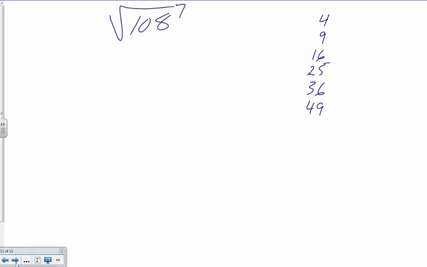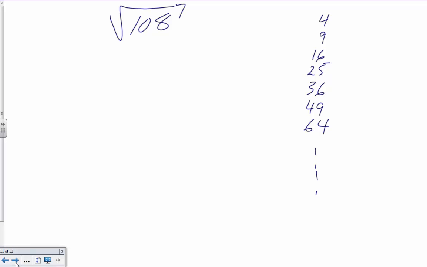I'll do one more quick little example for you. We won't use prime factorization. We're going to use 108. Another way of doing this is you take your perfect squares, 4, 9, 16, 25, 36, 49, 64, and so on. And I try and see which ones work.